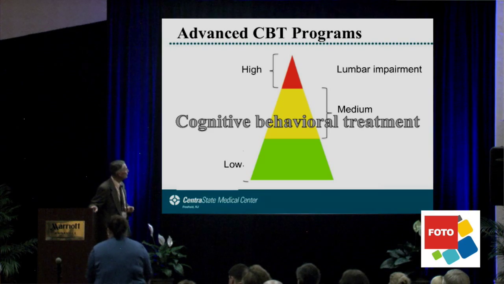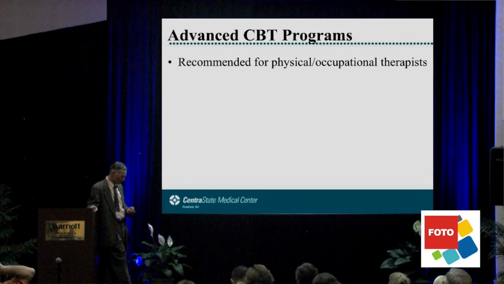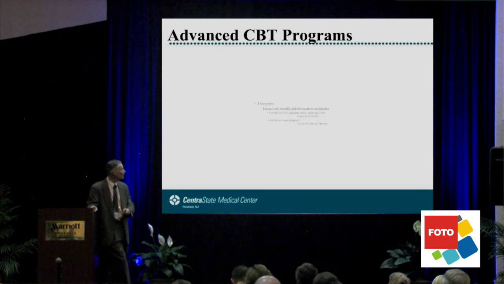All right, so what I would suggest, if they're classified as low, just use meaning responses to augment your treatment strategies. Build a good therapeutic alliance with your patients. Just do it generally. If they're medium or high, there are more formal cognitive interventions recommended for physical and occupational therapists.